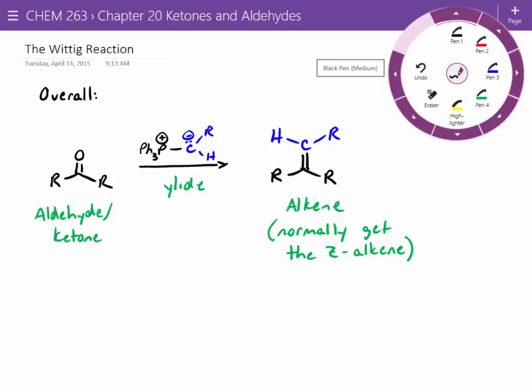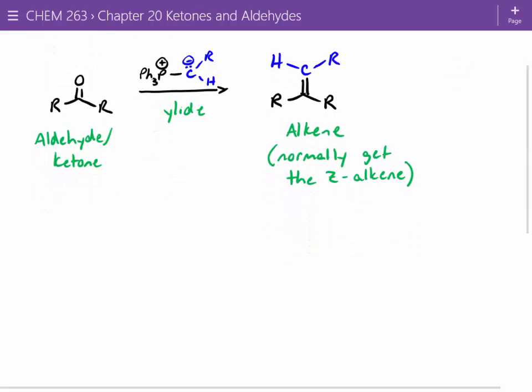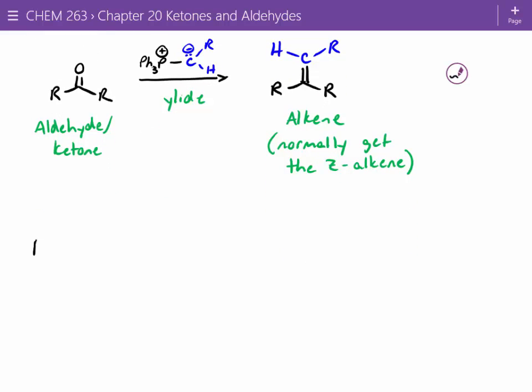All right, now let's go through the mechanism. First, we'll go through the preparation of our ylide. It's going to be long, kind of? Yep. Okay. We're getting a fresh piece of paper out. Fresh one. There we go.